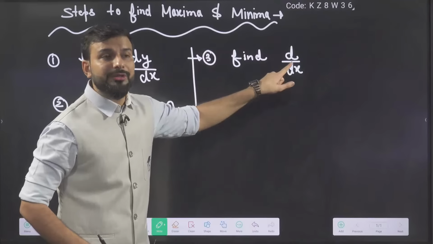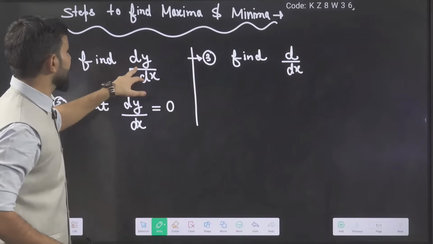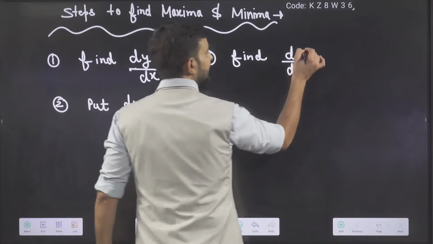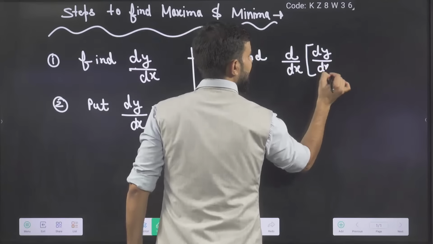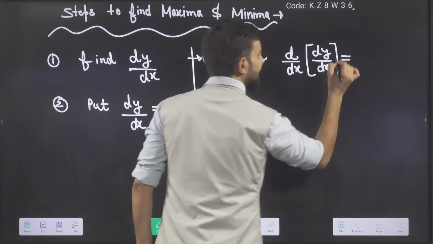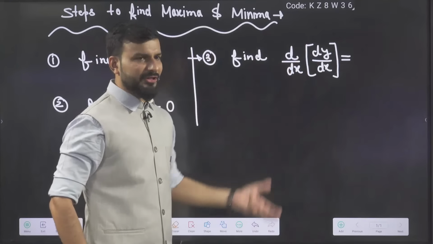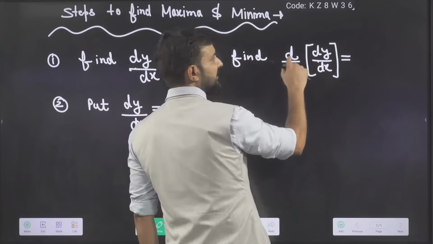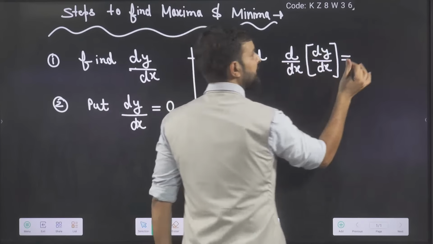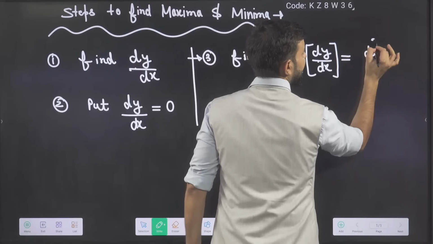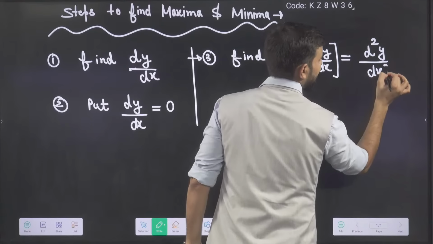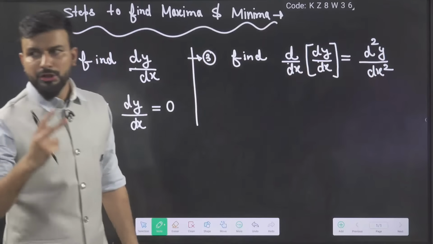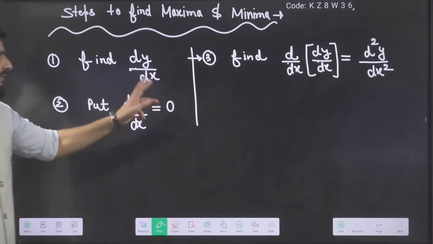I want to re-differentiate whom? I want to re-differentiate this term again. So in the bracket I will write dy by dx. And we write it like this. After double differentiation, this is the first differentiation, this is the second time differentiation, it becomes something like this: d square y upon dx square. This is the way of writing double differentiation, twice differentiation. So this is the second thing.